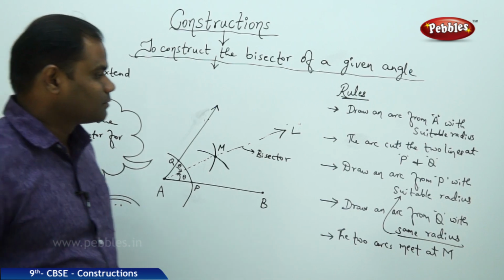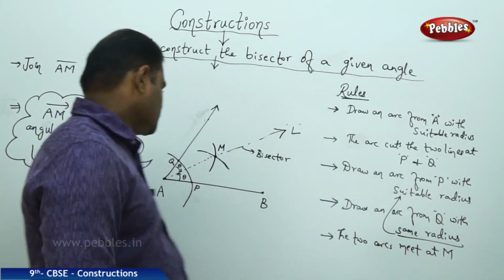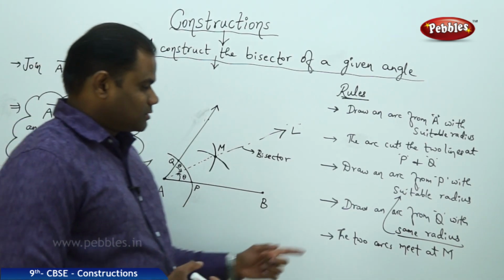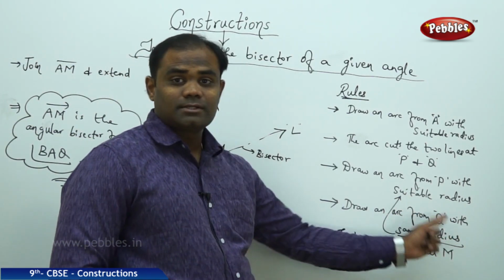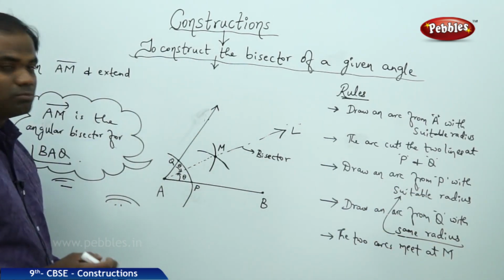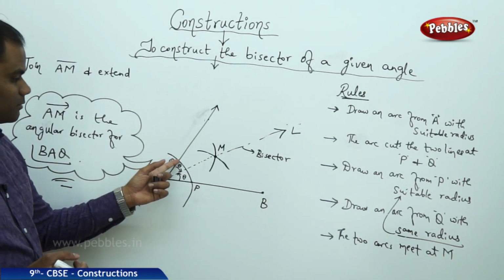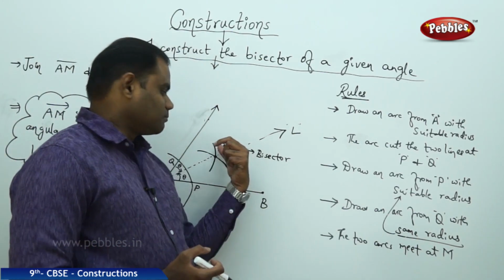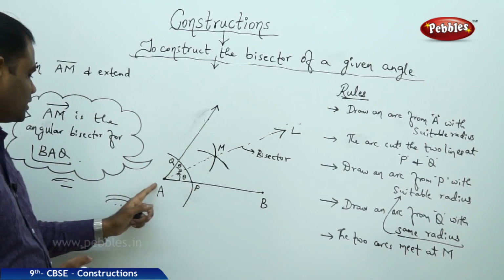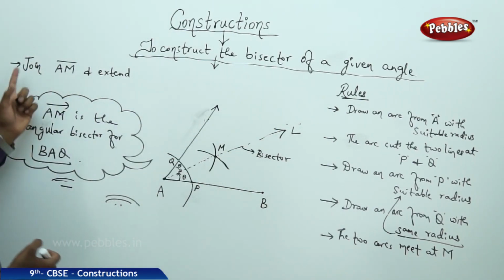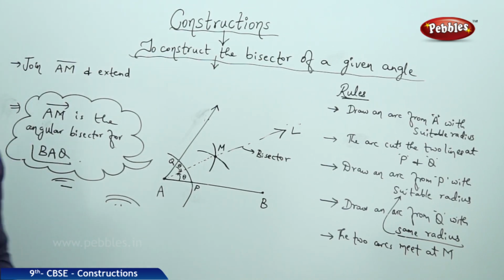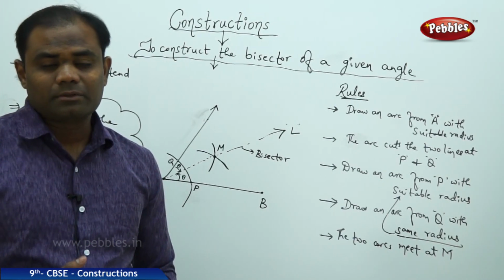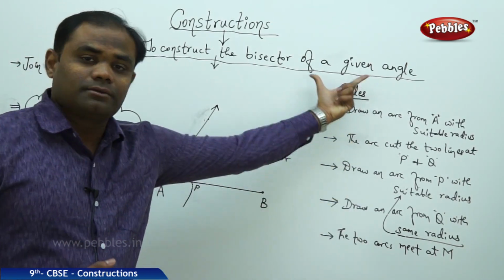Draw an arc from P with suitable radius. Take a pointer at P and draw an arc with suitable radius. Next, draw an arc from Q with the same radius as the previous one. So do not move the radius of the compass, but from Q, mark with the same radius. The two arcs meet at M, as can be clearly seen here. Then join AM and extend. The line AM is nothing but the angular bisector for the given angle. Angular bisector and its construction process.